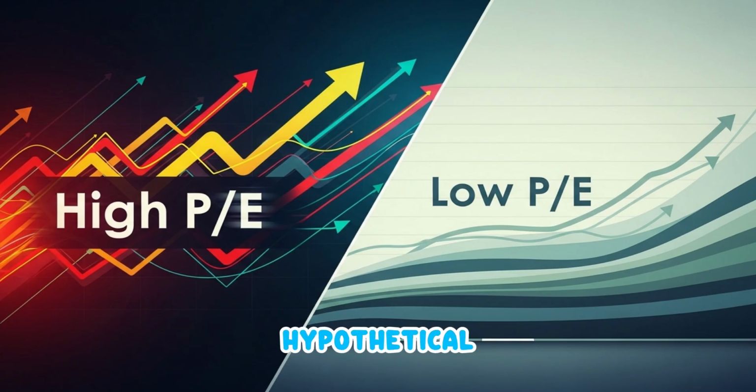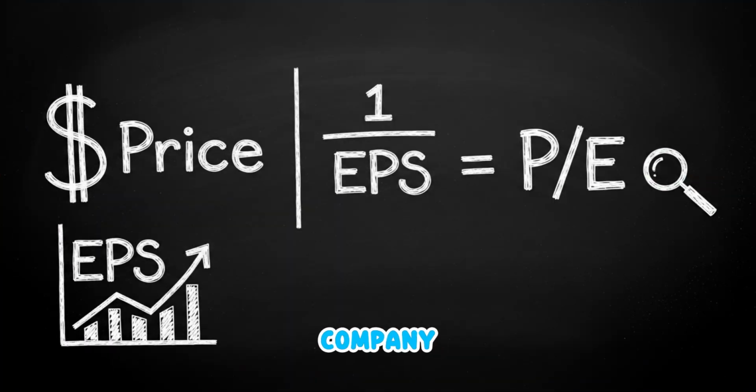Let's consider a hypothetical scenario. Company A has a PE ratio of 30, while Company B has a PE ratio of 15. If both companies have similar growth prospects, Company B might be seen as a better value. However, if Company A is expected to grow much faster than Company B, its higher PE ratio might be justified. As you can see, interpreting PE ratios requires some nuance. It's not always a clear-cut decision. But by understanding what the PE ratio represents, you can make more informed investment decisions.